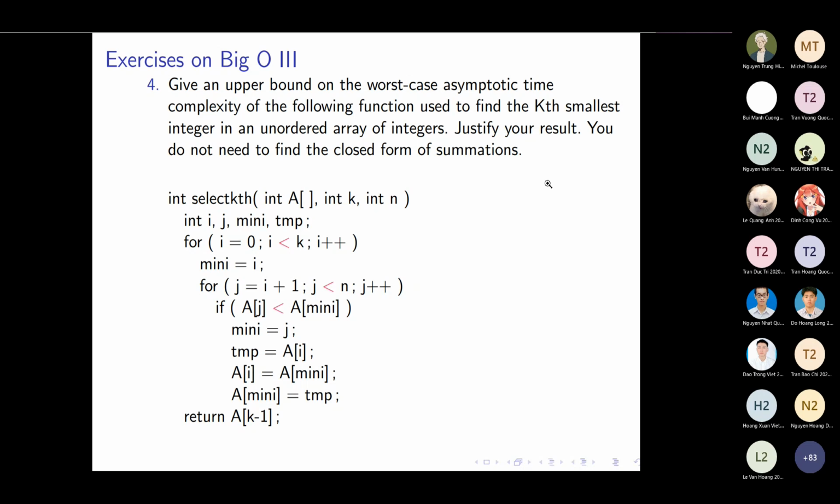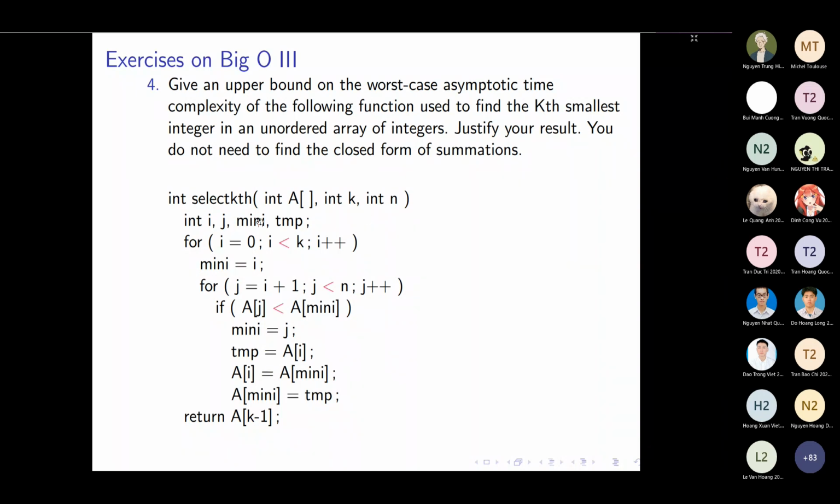If anyone needs further explanation... Oh, wait. In the worst case, yeah, you're right. In the worst case, k equals n, because it's the kth smallest number. So in the worst case, it will be the largest number of the array. Yes, you're right. Do you all understand Nhật Minh's answer?